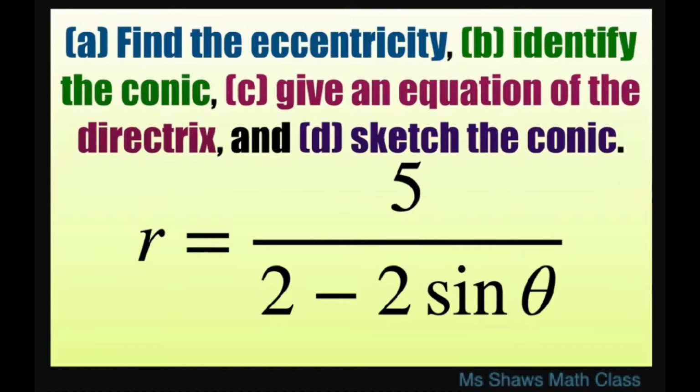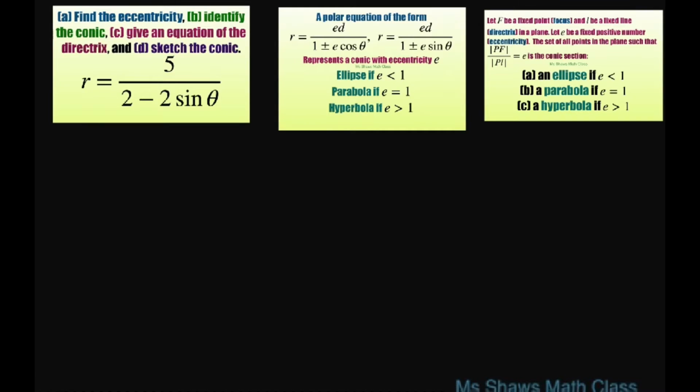Hi everyone, we have r equals 5 divided by 2 minus 2 sine of theta. Alright, it has this form here. We have the form of negative e sine of theta in our denominator. The only problem is we need a 1 here and we have a 2.